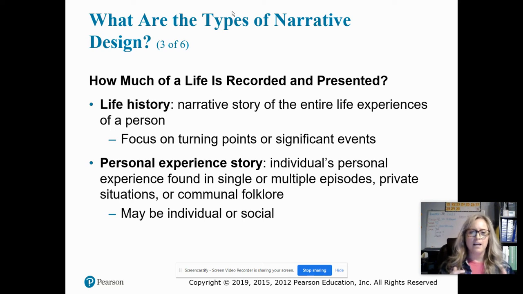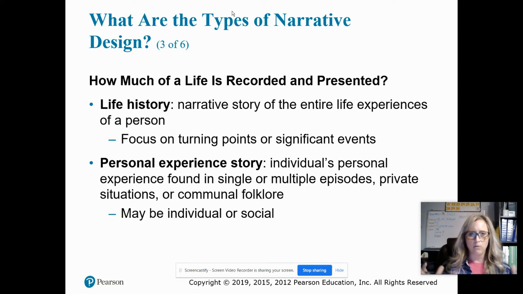And on the other side, you could maybe do a personal experience story, which is the opposite. That's where you're looking at the individual's personal experience found in a single or multiple episodes. So it's going to be smaller, tailored down, so private situations, okay? Maybe individual or social.